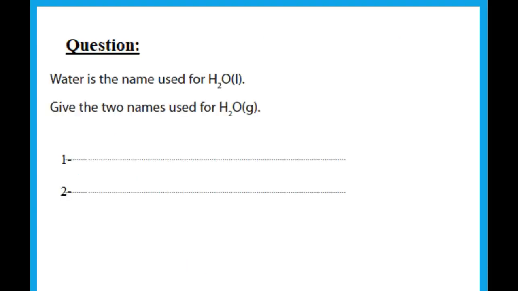Water is the name used for H2O liquid. Now give the two names for H2O gas. You should realize that water in the form of a gas may be referred to as water vapor or steam.